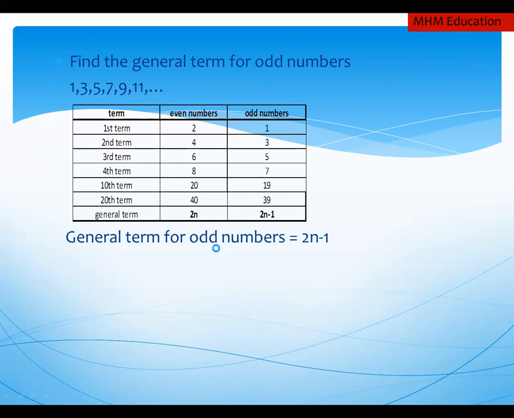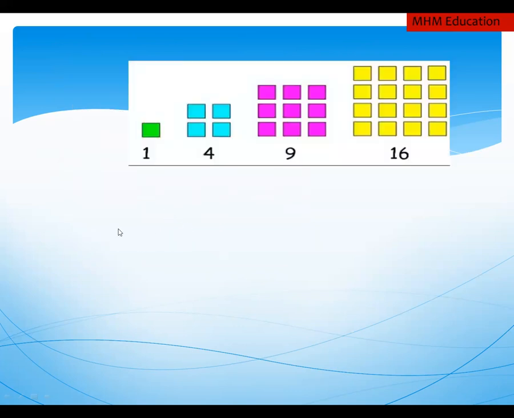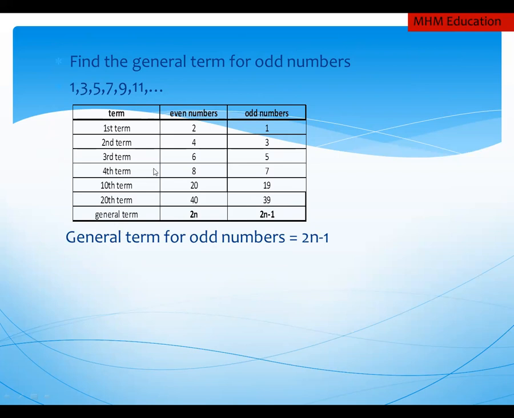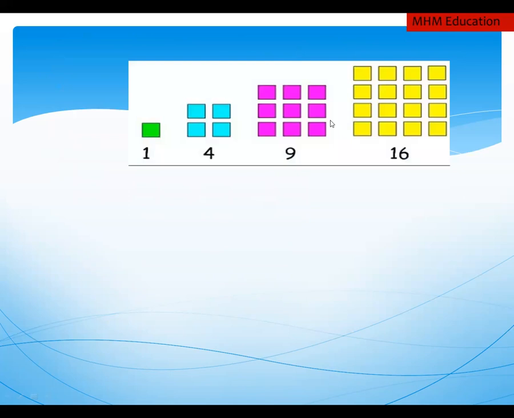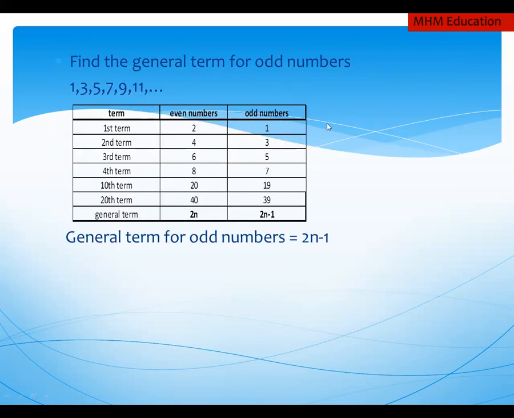Like that, for the even numbers, from the first even numbers, 2, 4, 6, 8, 20, 40. For this one, the common term we will get is 2n. When we want to get the first number, we have to substitute 1 for n. So we'll get 2 as the first number, the even numbers, like that 4, 6, 8, 20. That's the general term.